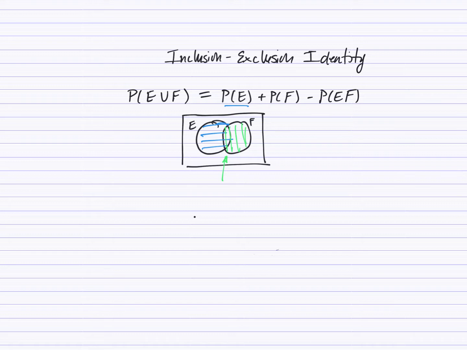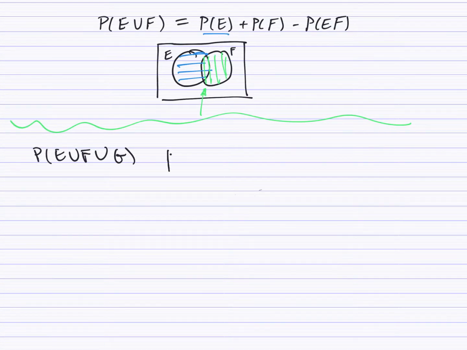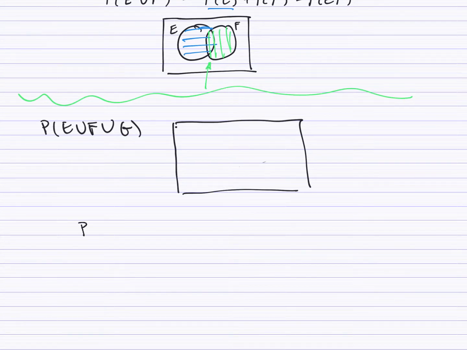so how then do we extend this idea to the union of 3 sets? Let's go back to black. All right. So if we want to look at the probability of E union F union G, well, again, if we draw this with Venn diagrams, we can see perhaps what's getting overcounted, okay? So I'm going to draw it. First of all, let's just start with adding them all up. The probability of E plus the probability of F plus the probability of G.